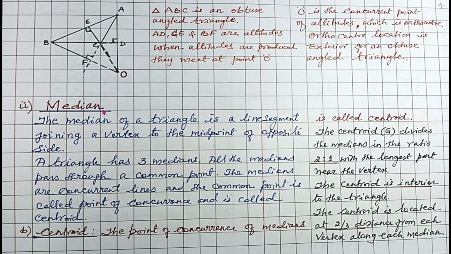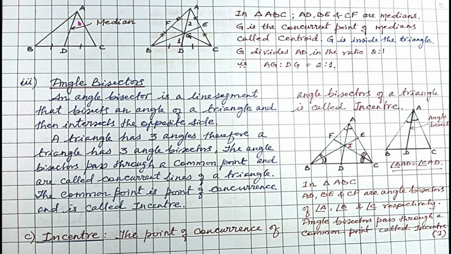Now let us understand what is the median first. The median of a triangle is a line segment joining a vertex to the midpoint of the opposite side. The very important thing here, the median of a triangle is a line segment joining a vertex to the midpoint of the opposite side. For example, if you take a triangle ABC, A is the vertex and D is the midpoint of BC. When I join AD, then AD is the median. So please remember that.